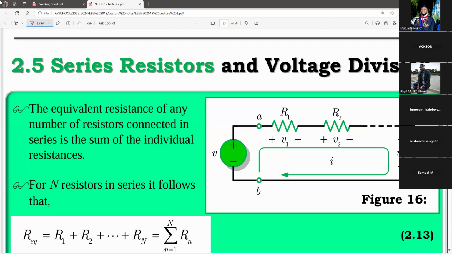So the shortest way you can do that is to use voltage division. If resistors are connected in series, the equivalent resistance of n number of resistors connected in that manner is just the sum of those individual resistances.